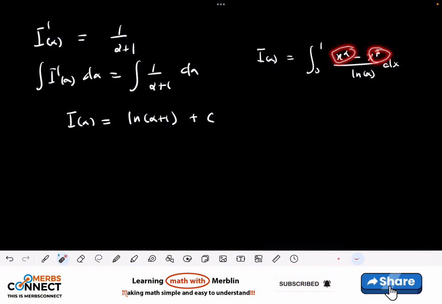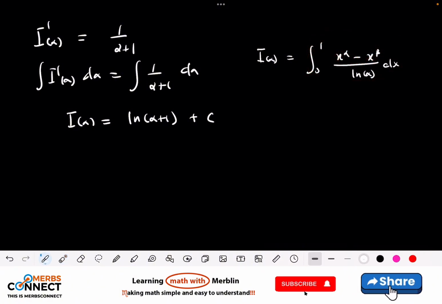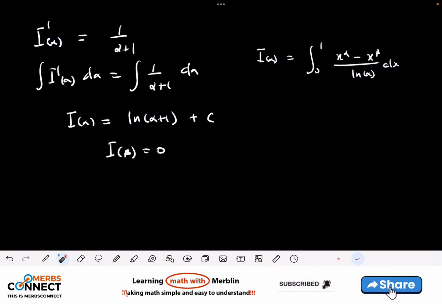And of course, it should be what? Beta. Because if this one becomes beta, then x to the power beta minus x to the power beta will be 0, and everything here will be what? 0. So it means that our initial condition here is I of beta is equal to 0. This happens when alpha is beta.